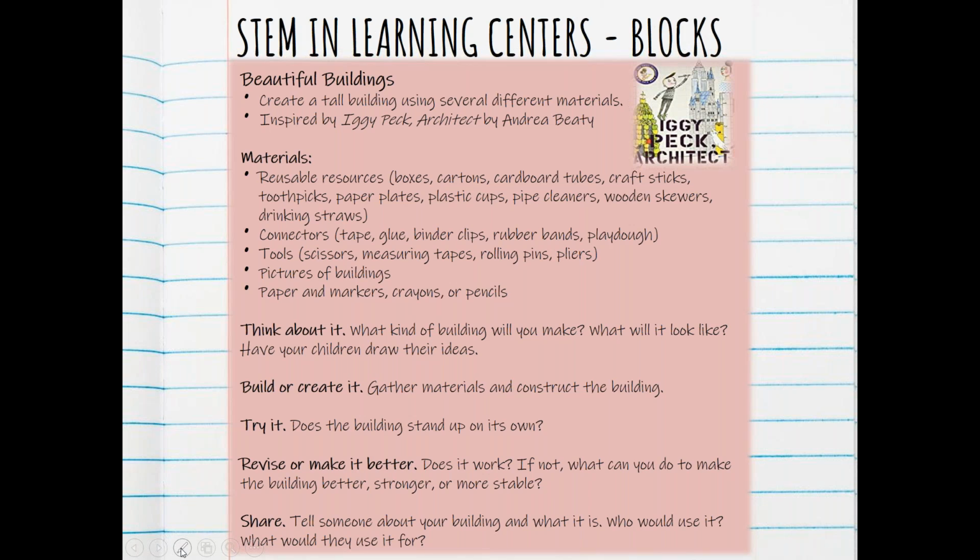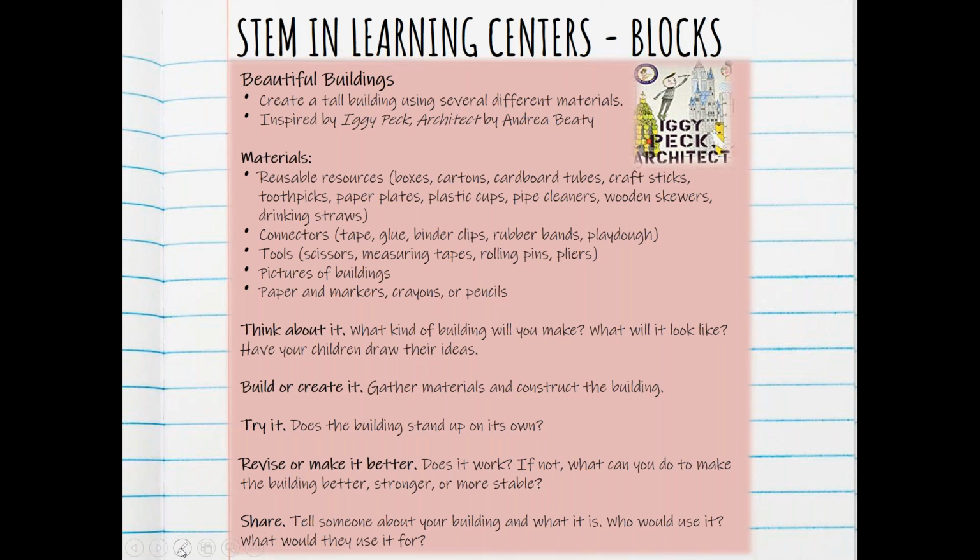There's a variety of materials that you can use. There are reusable resources like boxes and cartons, craft sticks. There are connectors, those things that hold it all together, like tape, glue, binder clips. There are tools like scissors, measuring tapes. There are pictures of buildings that will help children get an idea of the different buildings that they could create. And of course, paper, markers, crayons, or pencils to sketch out what they want to do.